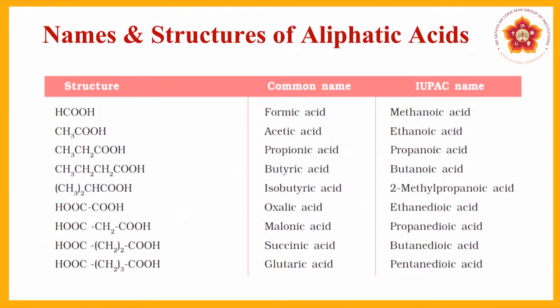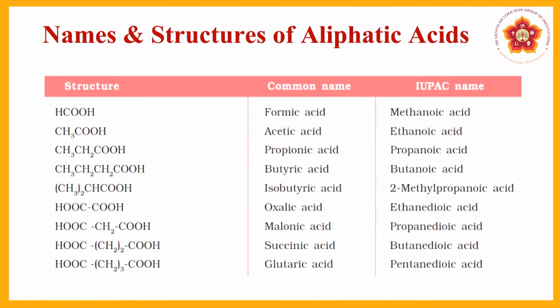We now come to the study of acids, and generally even the aldehydes or ketones can be classified under aliphatic and aromatic. Aliphatic indicates the straight chain compounds, whereas aromatic indicates the presence of benzene. So in the first place, we will study only the aliphatic acids, and you are able to see some compounds which have common names as well as IUPAC names.